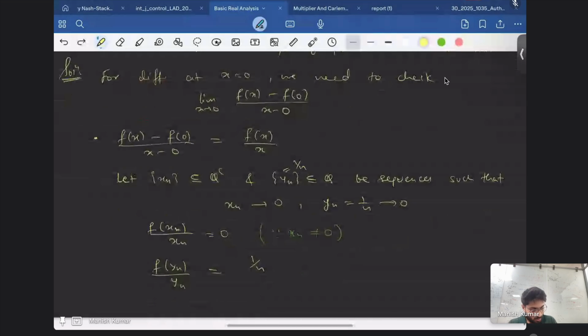At which values is the function differentiable? I think if I take any rational number, I think it won't be differentiable there also. Okay, let's check then.